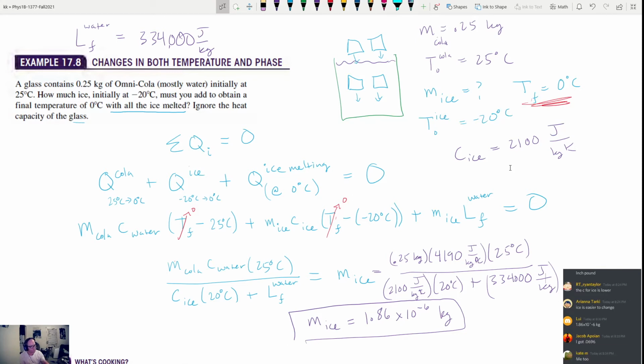No, I got 0.07. Oh, yeah, I got what you guys got. I got what Jacob got. Check your work, Louis. Maybe something I've written here isn't super clear. That's what I got. So 0.07 kilograms, about 70 grams of ice. That's not that much ice.